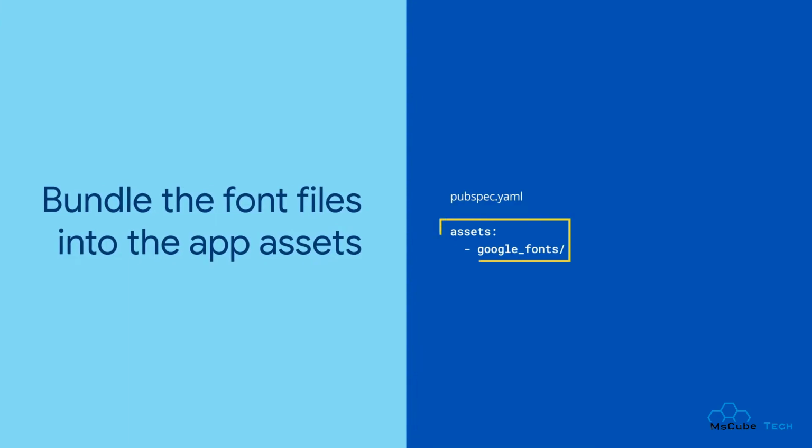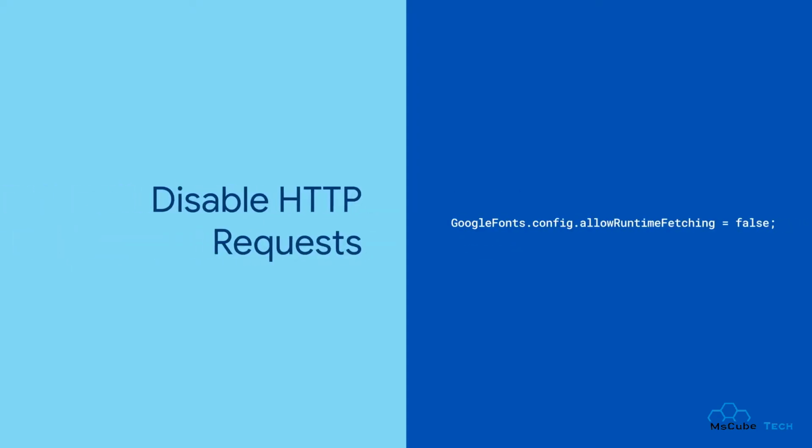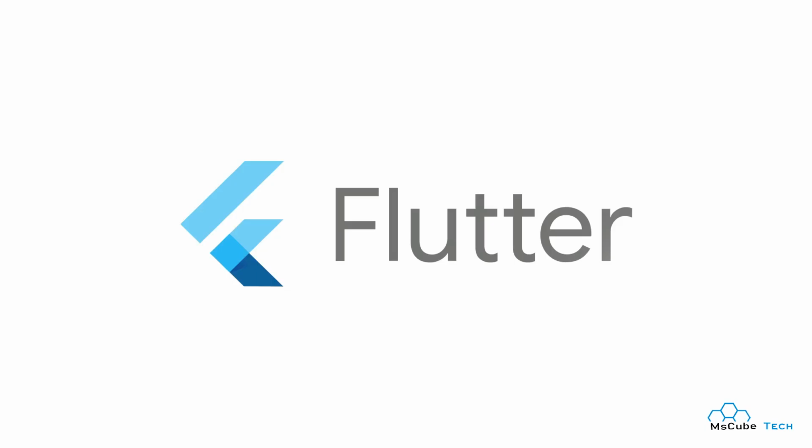Picked out the perfect font for your app? You can bundle its font files into the app assets. Once you do that, Google Fonts will automatically use the matching font files in your pubspec.yaml instead of fetching them over HTTP. Once you've bundled the font files as part of your app assets, you can disable the HTTP font requests altogether by setting the allowRuntimeFetching config to false in the app's main method.